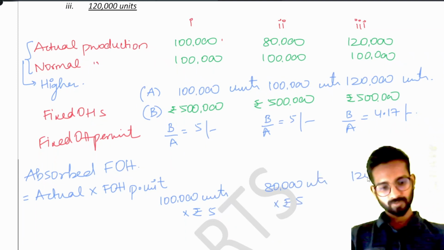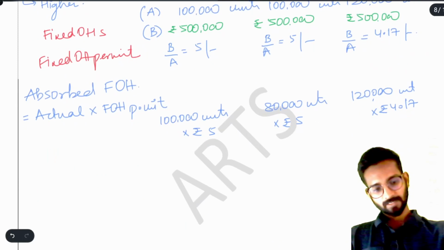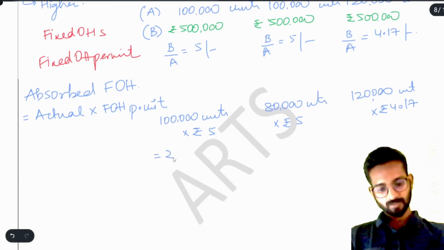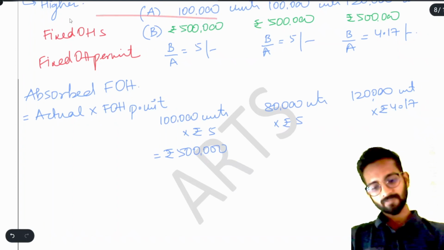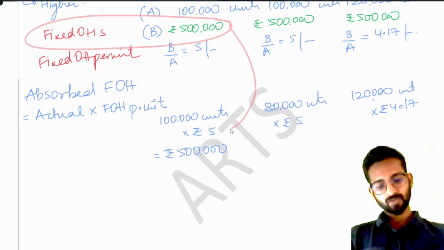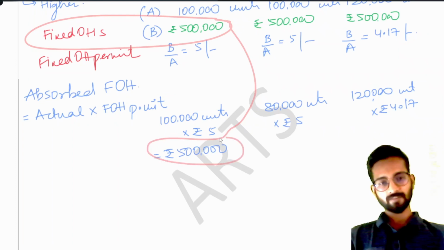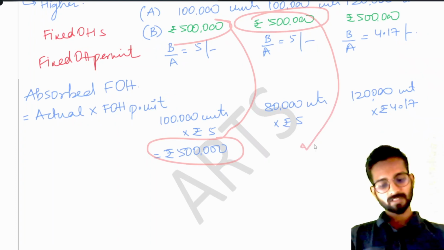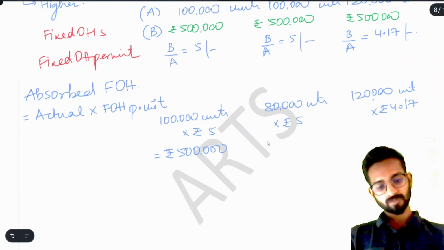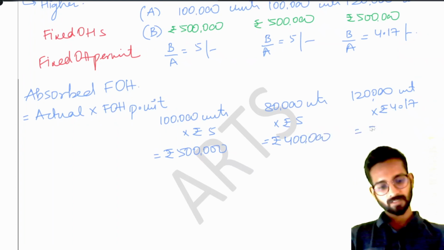In this case, 1,20,000 units into rupees 4.17, and the answer will be rupees 5 lakh. We have absorbed 5 lakh. See, understand one thing: how much was the estimated fixed overhead? 5 lakh. How many units did we produce? 1 lakh. It means the total cost is 5 lakh. Obviously in this case again 5 lakh is the estimated cost, but how much is absorbed? How many goods did we produce? Worth rupees 4 lakh. And in this case again this will be 5 lakh.